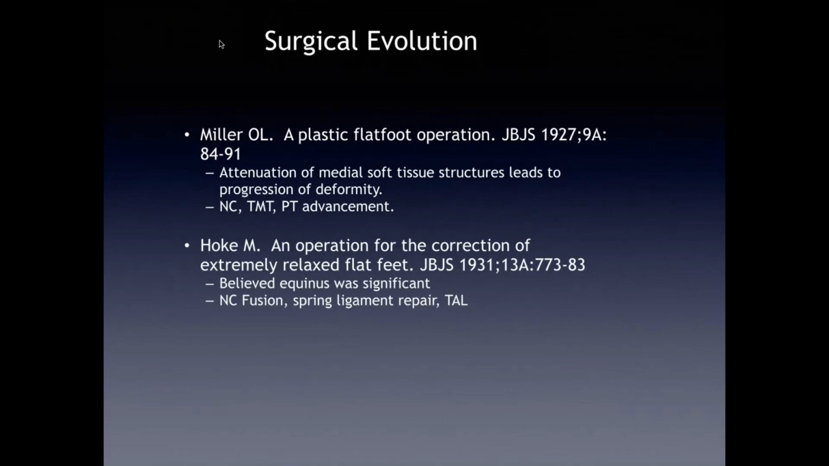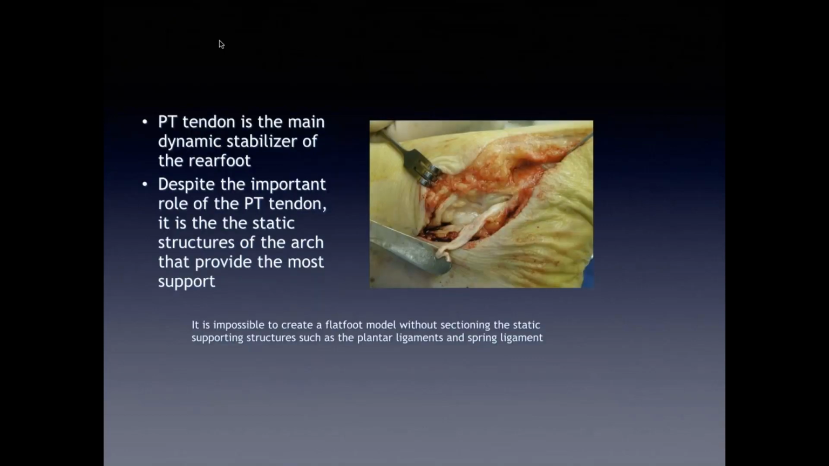Hoke in 1931, in an operation for the correction of extremely relaxed flat feet, believed that equinus was significant. So this was a paradigm shift. He believed in the NC fusion, spring ligament repair, as well as a tendo-Achilles lengthening. So he saw not only what was happening to the arthritic foot, but what was causing it, and catching it early and understanding what the actual pathology was.